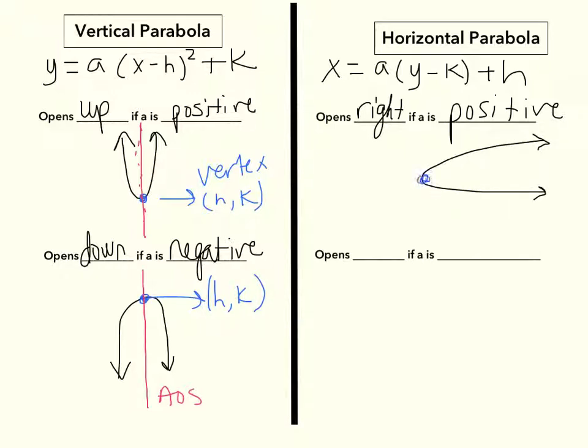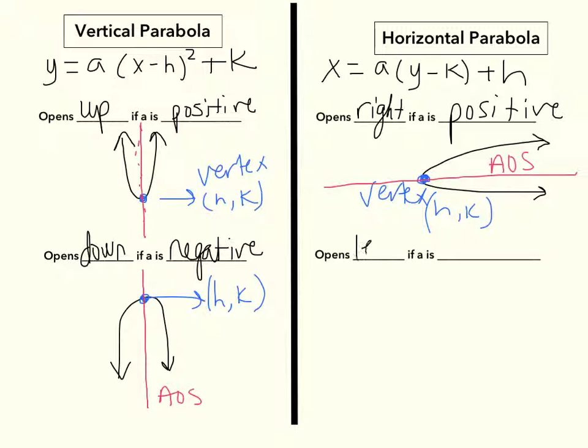And you still have the vertex in the same place. And your vertex is still your h and k. It's just now your h is here and your k is here. So you keep the sign of your h, change the sign of your k. And your axis of symmetry now is horizontal. And it's going to still cut the parabola in half, it's just going a different way.